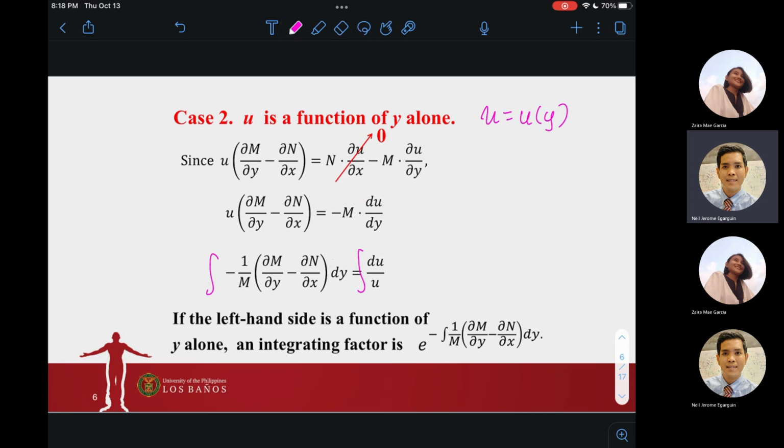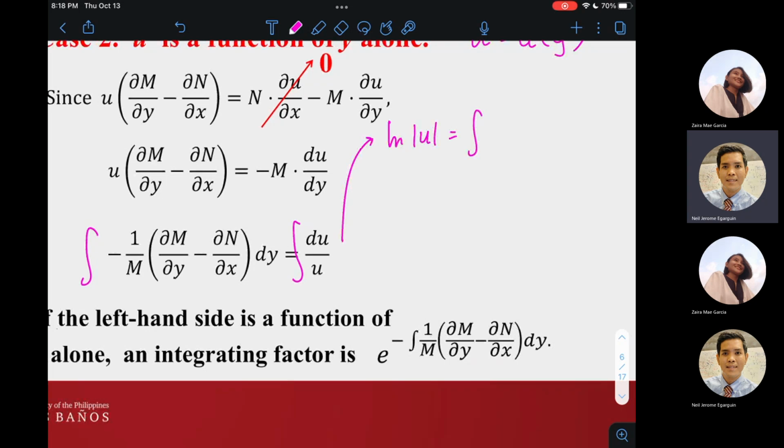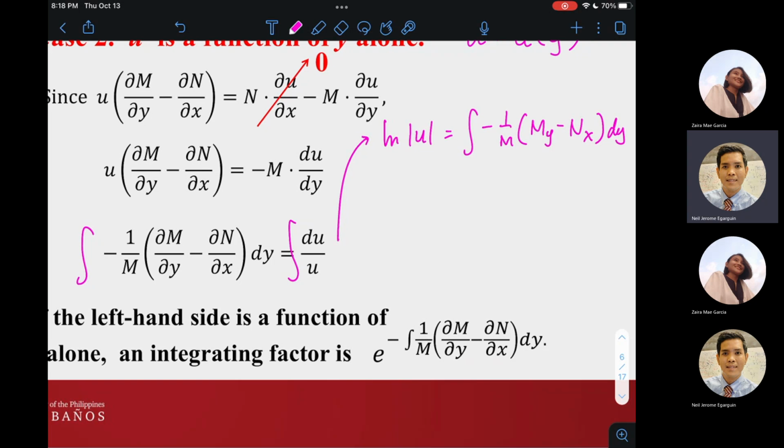Pag in-integrate natin yan, magkakaroon tayo ng ln ng absolute value ng u equals integral ng negative 1 over m times partial ni m with respect to y minus partial ni n with respect to x dy. And here our hope, since we are assuming that u is a function of y alone, dapat ito function lamang ni y. Right? Kung ito ay function lamang ni y, madali siya supposedly i-integrate with respect to y.